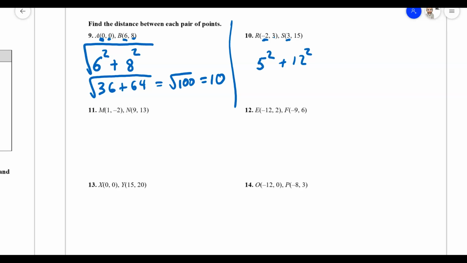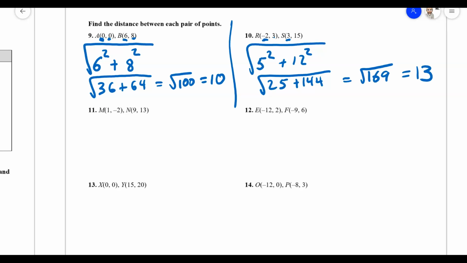So I have 5 squared plus 12 squared. This is 25 plus 144. And I'm going to take the square root of that. It's the square root of 169, which is just 13. Okay, let's try a couple of more.